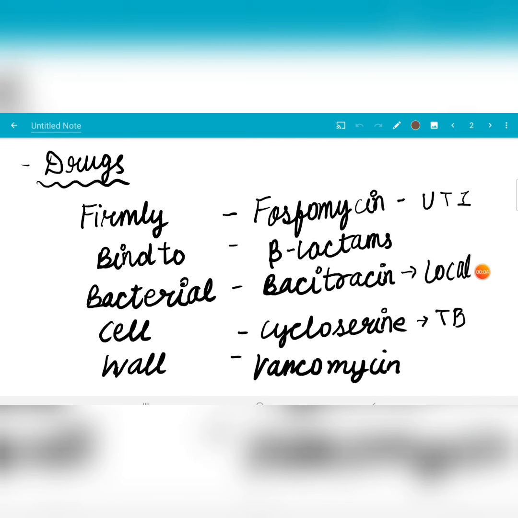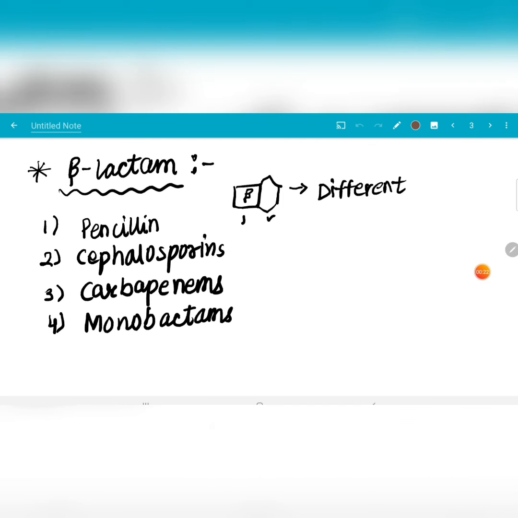So, cell wall synthesis inhibitors. The mnemonic is FIRMLY BIND TO BACTERIAL CELL WALL. Firmly means fosfomycin, which helps in UTI. Bind to beta-lactams, bacitracin which we use locally, cell cycloserine which we use in tuberculosis, and wall vancomycin. Next, we discussed beta-lactams, which include penicillin, cephalosporin, carbapenems, and monobactams.